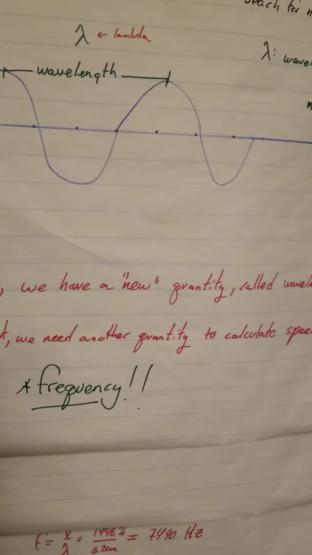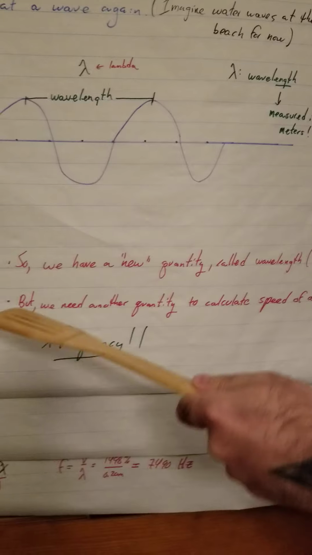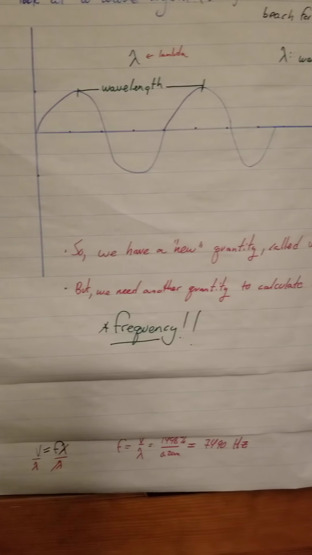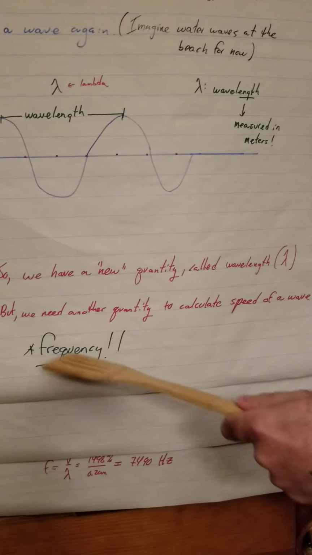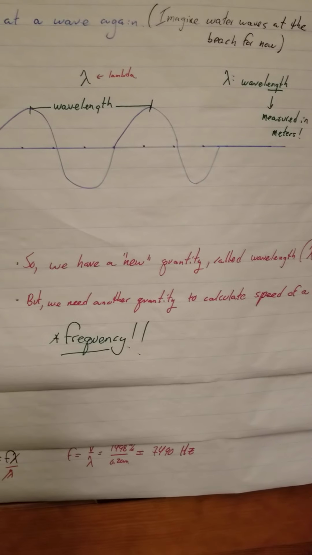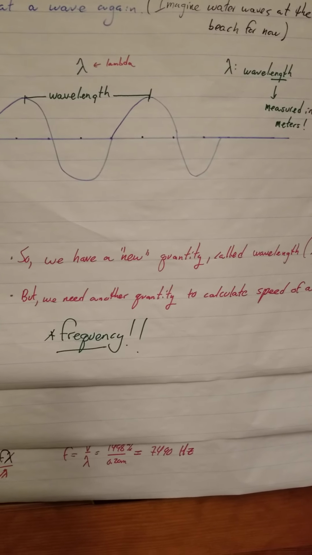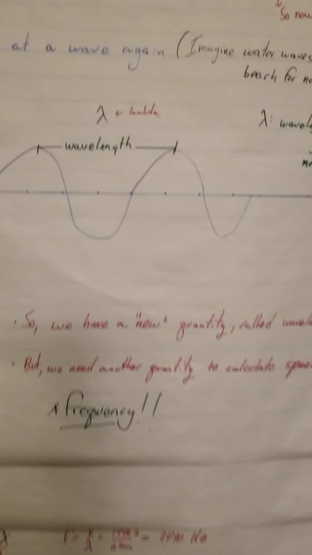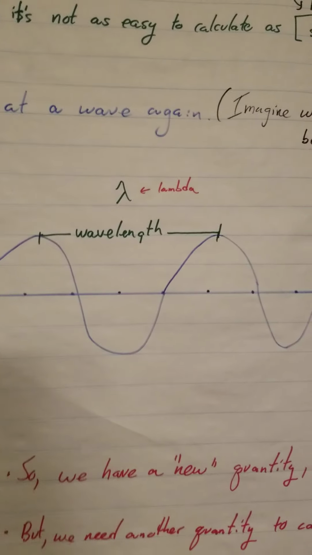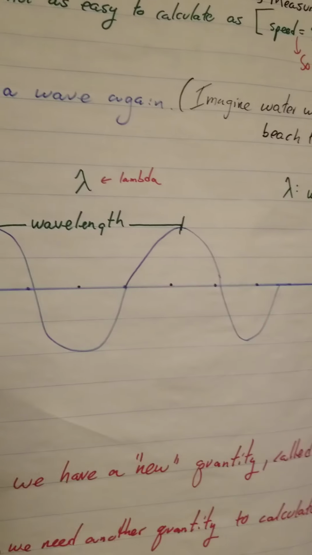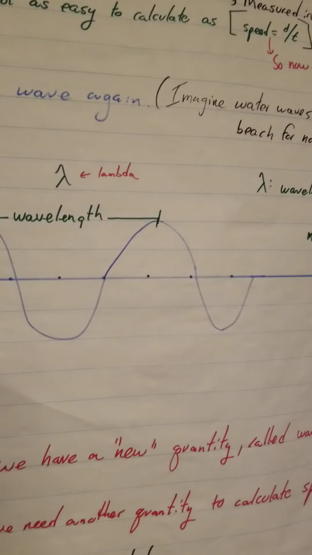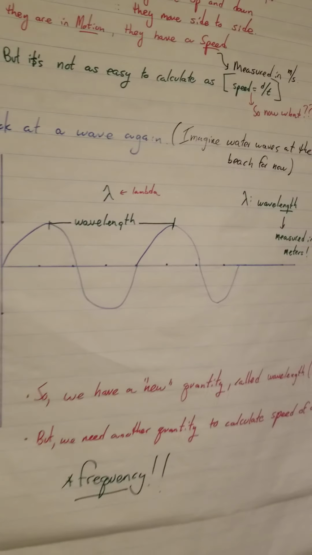It's called lambda. Get used to writing that. But we need another quantity in order to calculate the speed of a wave, and that quantity is going to be called frequency. Again, let's get back to lambda for a second. If we're looking at the speed of a wave that's, let's say, like a water wave going out from the ocean into the shore.